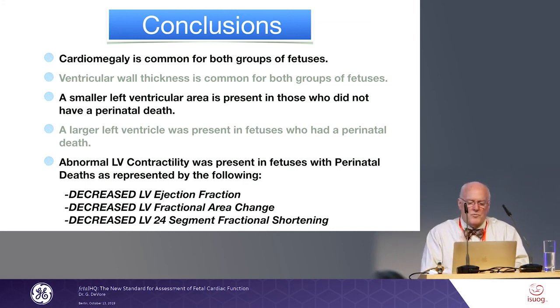Cardiomegaly is common for both groups of fetuses. Ventricular wall thickness is common for both groups of fetuses. A smaller left ventricular area is present in those who did not have a perinatal death. A larger left ventricle is present in those who had a perinatal death. Abnormal LV contractility was present in fetuses with perinatal death, as represented by the following: decreased LV ejection fraction, decreased LV fractional area change, and decreased 24-segment fractional shortening.